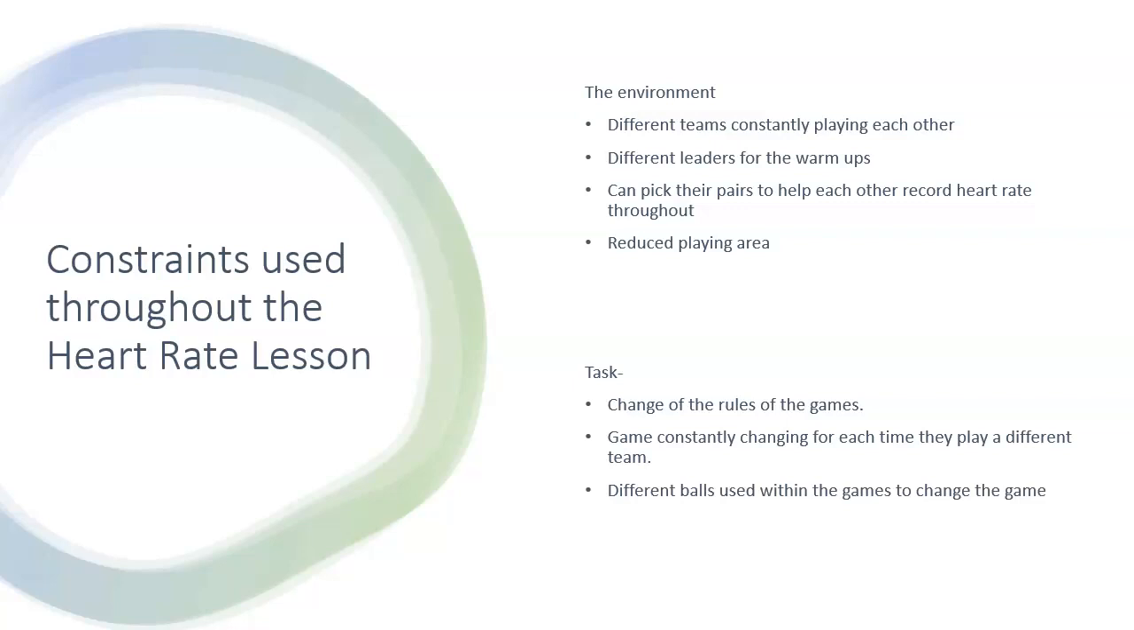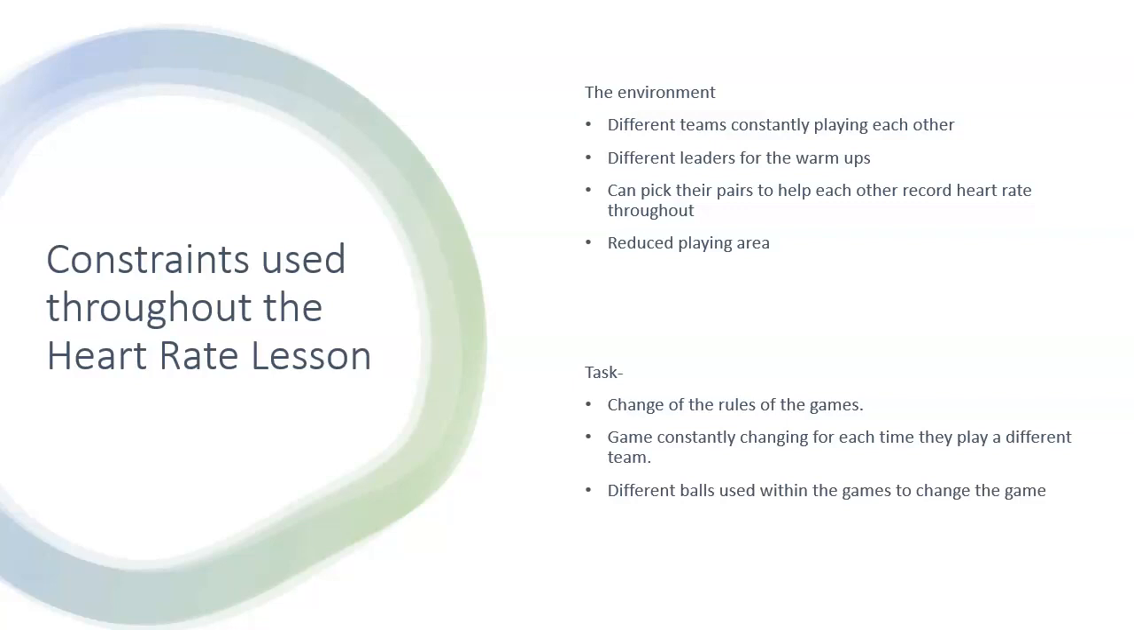As well as this, at the start of the lessons, the students could pick someone to work with so that they could help each other to measure their heart rates and temperature. The last environmental constraint is that all the games played in the lesson were played in a smaller playing area than normal. This changes the dynamic of the game, meaning that students have to think more when they are playing.